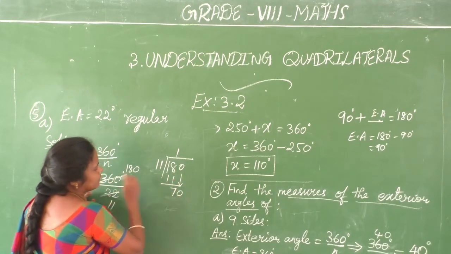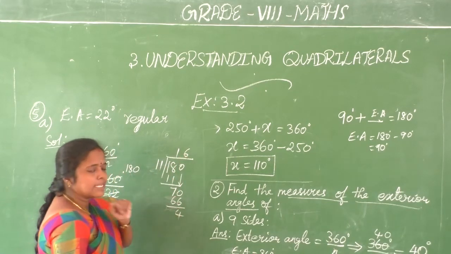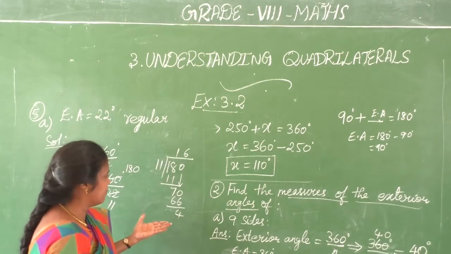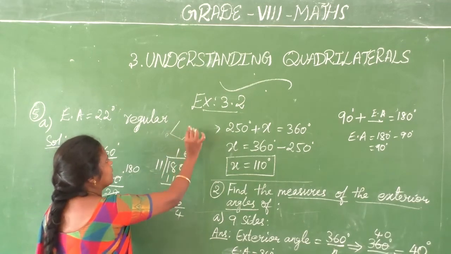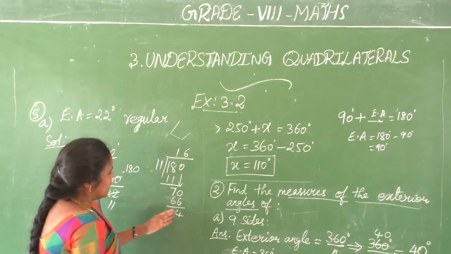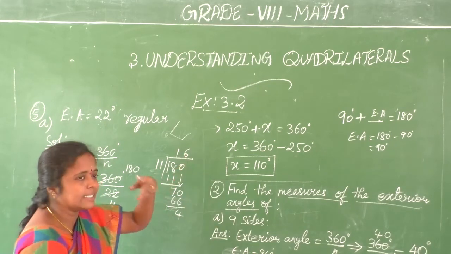In 70, how many 11s are there? 6 11s are 66, remainder 4. We must have exactly 0 remainder; only then will the number of sides be completed properly. Here, if you divide this 4 again by 11, it comes in the decimal category.